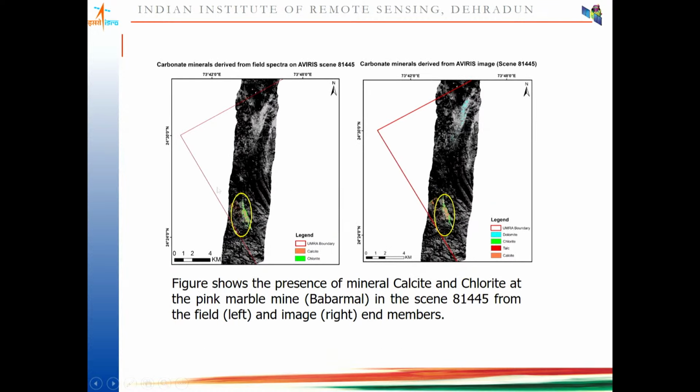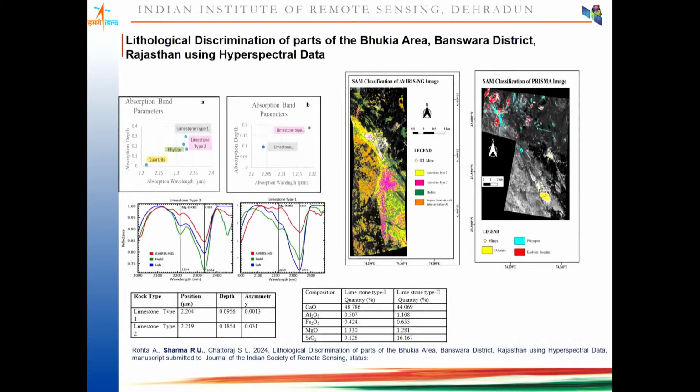Now another example, this is the marble mine in the area. In that we can see the open cast mine, and this is very well characterized and identified in the image using the spectral matching algorithm.